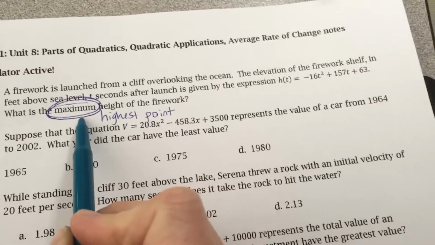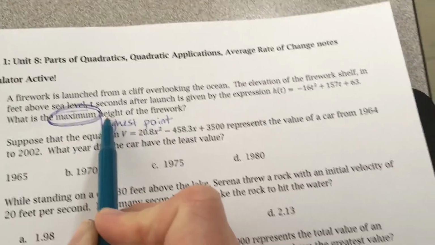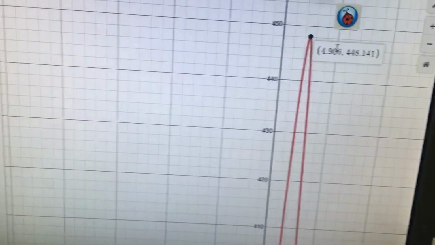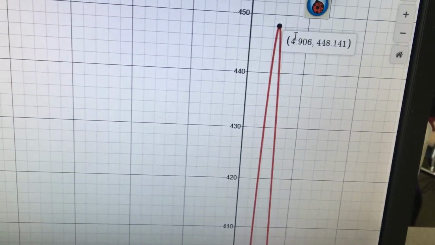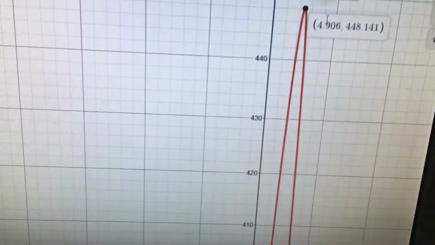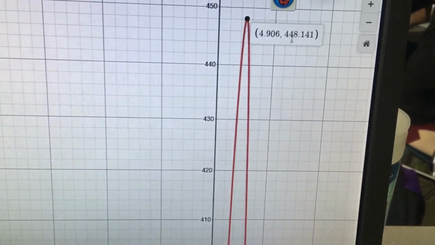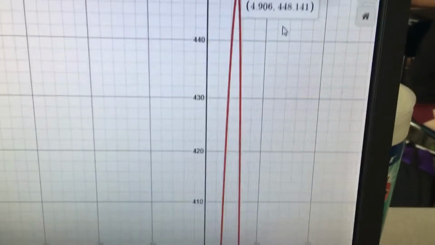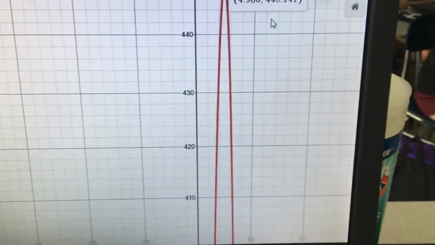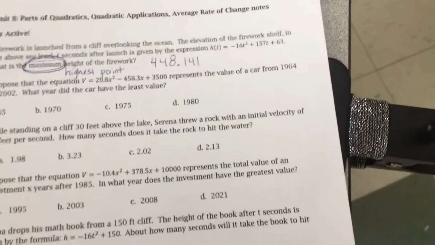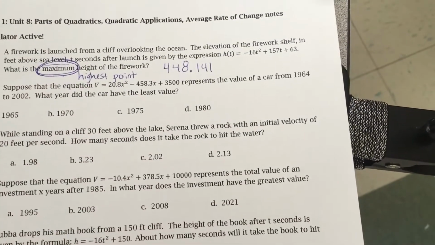You need to go back and read the question. This one says, what is the maximum height? When you look at Desmos, it gives you two numbers. The x value is your time. Your y value is your height. So your answer is 448.141. Let's write that down.